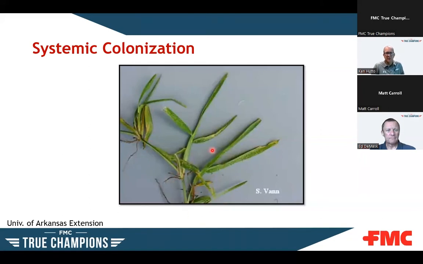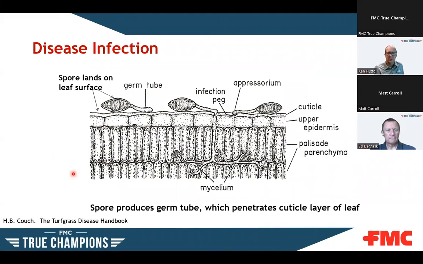We don't typically deal with a whole lot of systemic types of diseases in turf. This is actually a picture of St. Augustine grass decline, but with breeding and a lot of advancements in St. Augustine grass breeding, you don't see this very often anymore, if at all. But just as an example, systemic colonization is when you see the entire plant being affected and colonized. Just an example again of how, once that spore lands and produces a germ tube, it creates an infection peg that is able to penetrate the cell wall and move into the plant and begin to disrupt the normal function of the cells in the plants and cause the symptoms that you see.